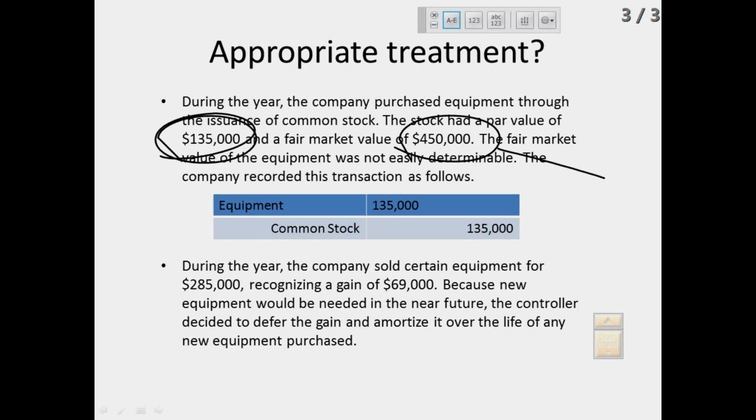Historical cost does not mean not market. On the date of sale, historical cost and market are the same thing. It's only afterwards that historical cost stays still and market value changes.